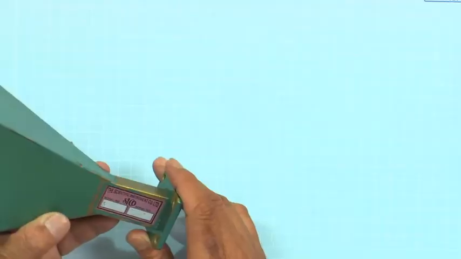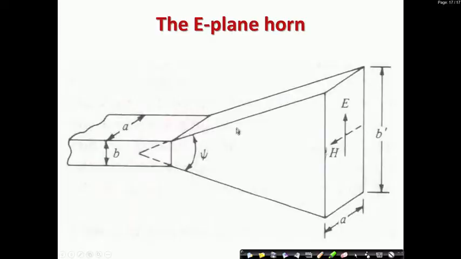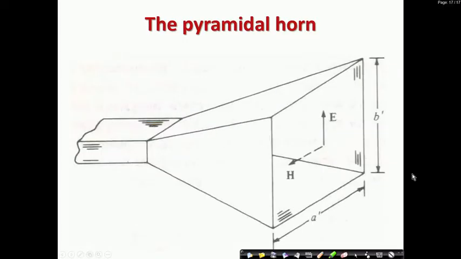This is a horn made by Seco, one of the Ghaziabad companies. So, these are all Indian made things. So, you can see the graph, you can see the pyramidal horn. In both the directions you have flared.